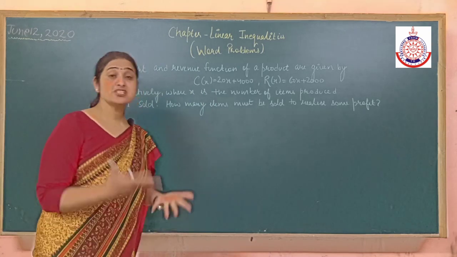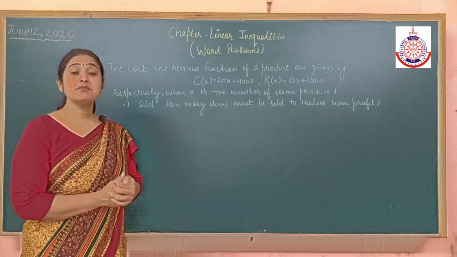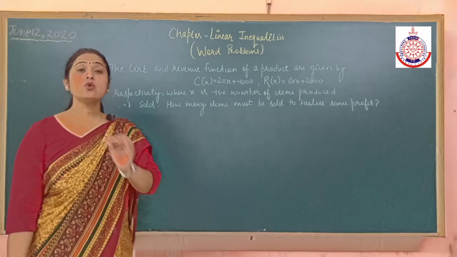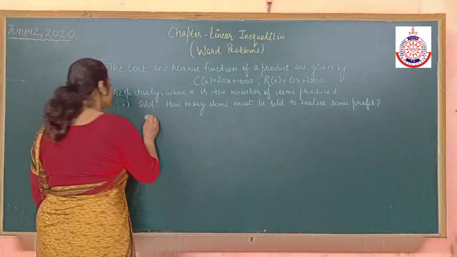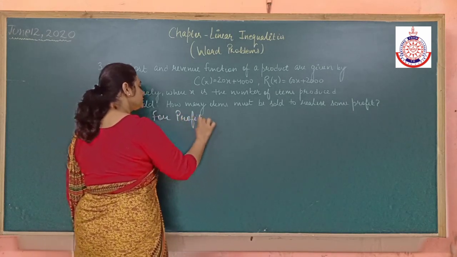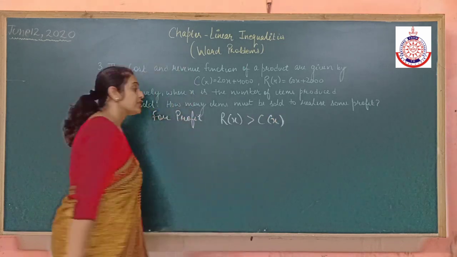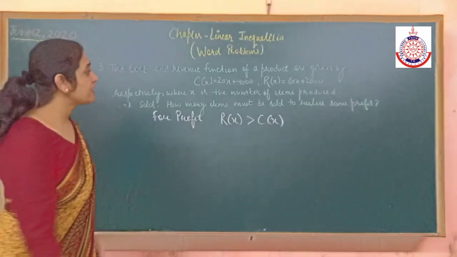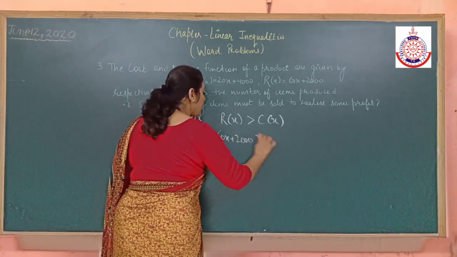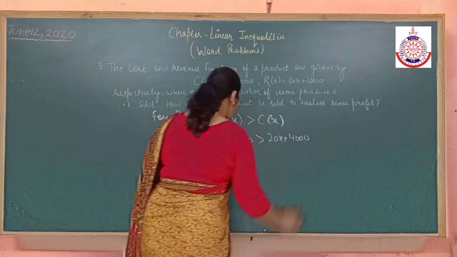Now you know when profit happens? Profit happens when our income is more than the what? Income is more than expenditure. That means revenue should be more than cost, then only I get profit. That means for profit, revenue should be greater than the cost. Revenue function should be greater than cost function. Put the values. What is the revenue function? 60x plus 2000 and the cost function is 20x plus 4000.